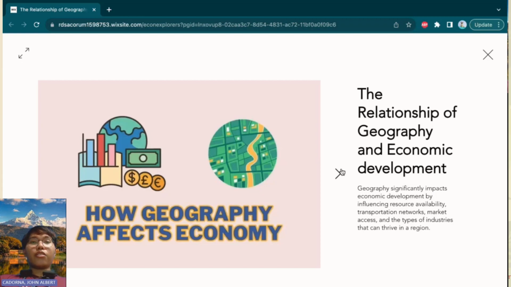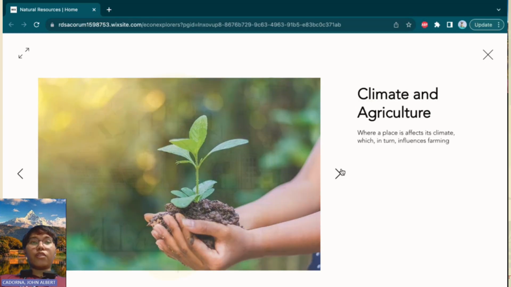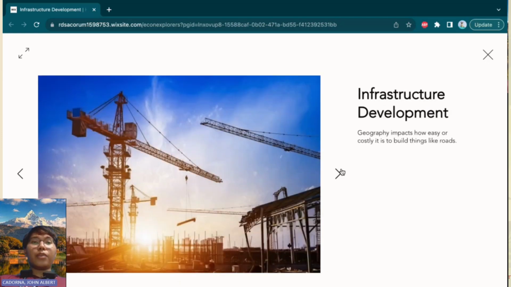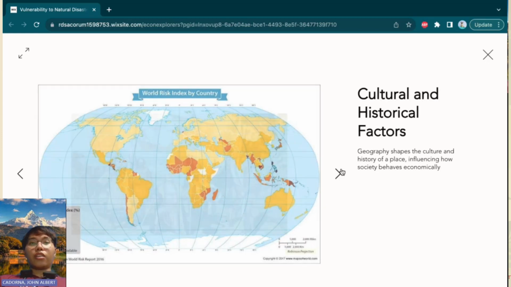There are factors through which geography deeply affects how nations grow economically. First, natural resources. Second, climate and agriculture. Third, trade and transportation. Fourth, infrastructure development. Fifth, vulnerability to natural disasters. Sixth, cultural and historical factors.